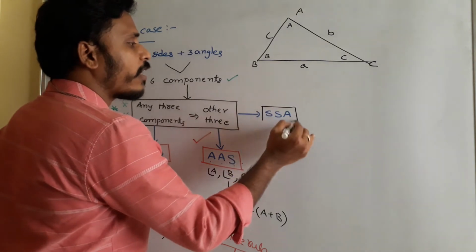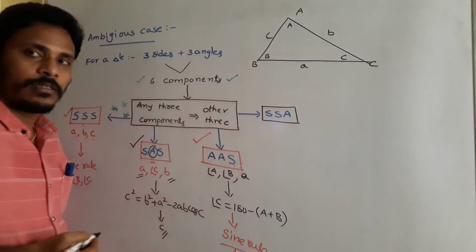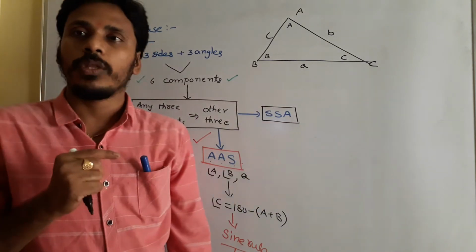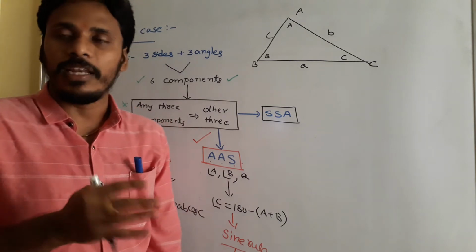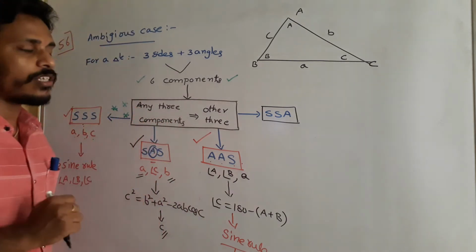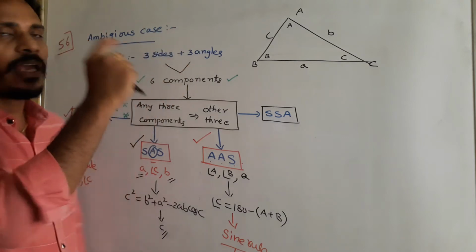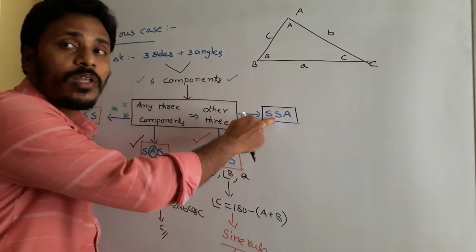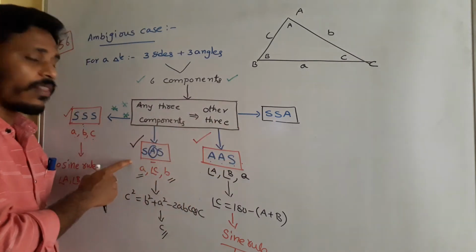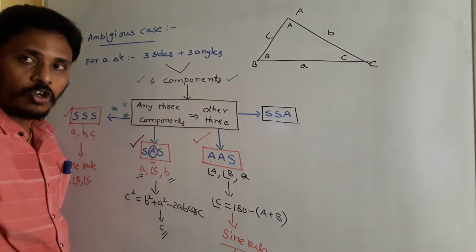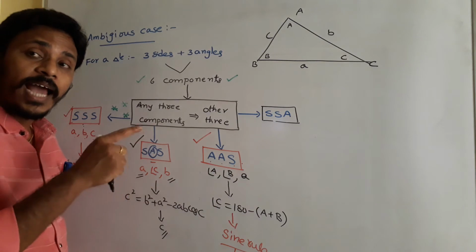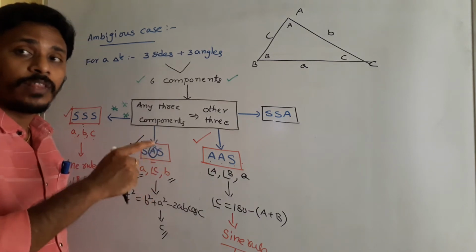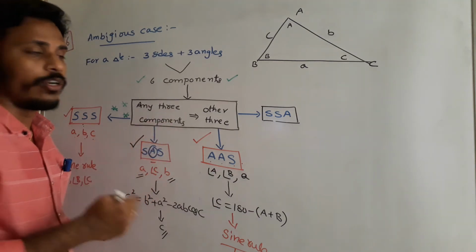The last case, side side angle. You have two sides along with one angle. That angle may be any one. You just consider any two sides and one angle. If the angle is in between the sides, it comes under the second case, which is already discussed. So that means the angle is not included between the sides. That case we are going to discuss now.